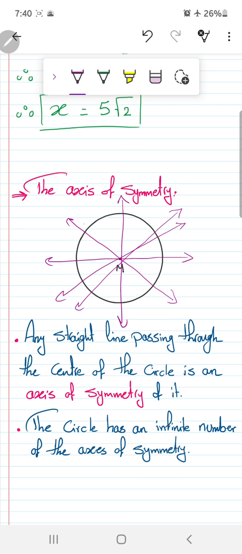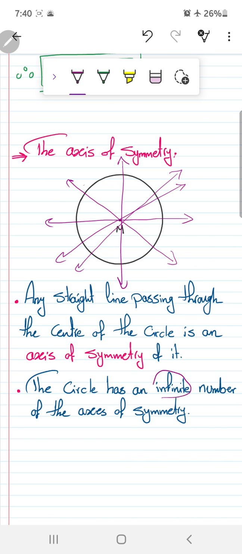What did you notice here? The circle has an infinite number of axes of symmetry. So the number of axes of symmetry of the circle is infinite. Any circle has an infinite number of axes of symmetry.